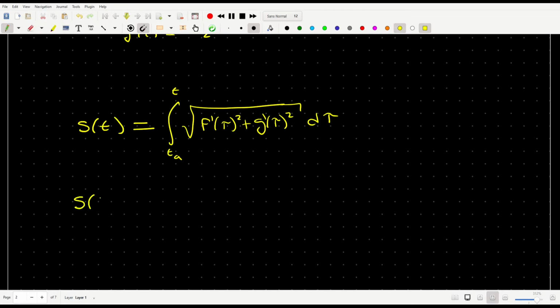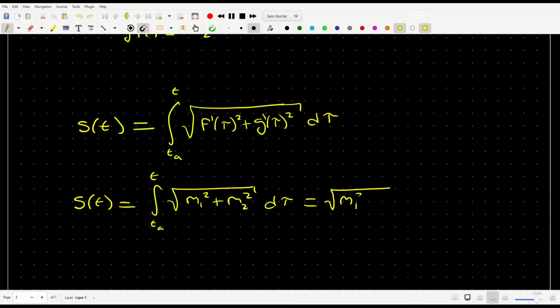So the arc length as a function of t, for any value t in the interval from TA to TB, is going to be the integral from TA to t of the square root of m1 squared plus m2 squared d tau. This is a constant, so it can come out of the integral. This will be the square root of m1 squared plus m2 squared times t minus TA.